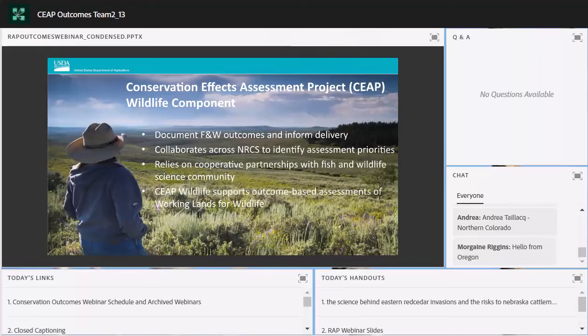Starting in 2005, the SEEP Wildlife Component has been supporting outcome-based assessment through over 80 cooperative agreements with our science partners. These assessments document how fish and wildlife species and populations respond to conservation practices and programs, but also help to inform more effective conservation work ultimately.